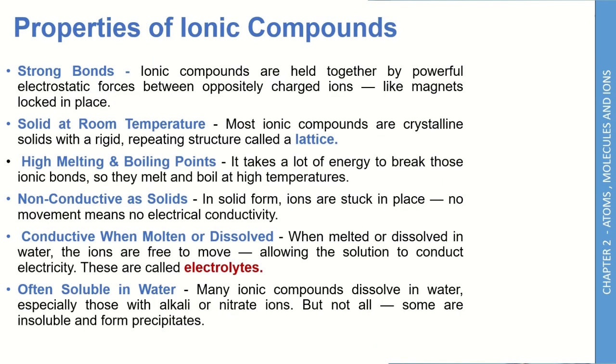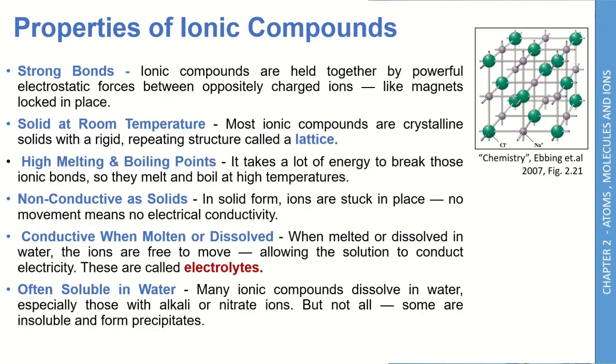So ionic compounds have very strong bonds. They are held together by powerful electrostatic forces between oppositely charged ions, like magnets locked in place. They are solid at room temperature. Most ionic compounds are crystalline solids with a rigid, repeating structure called a lattice. This is the beautiful structure that you see here. They have high melting and boiling points because it takes a lot of energy to break those ionic bonds, so they melt and boil at high temperature.